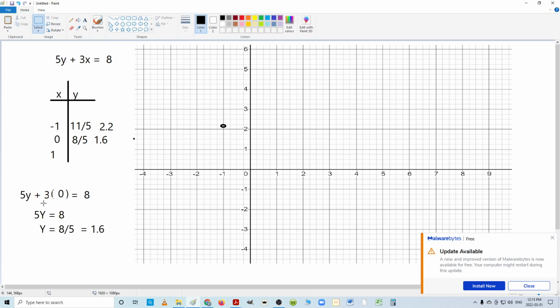And finally, we take 1 in here instead. And we substitute it in, like that. And you get 5y plus 3 is equal to 8.